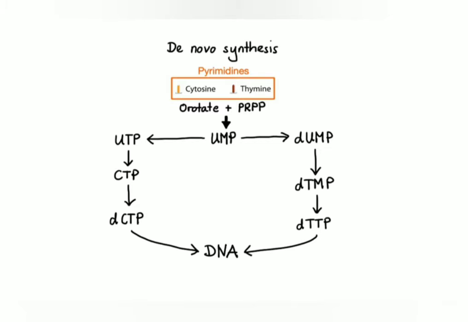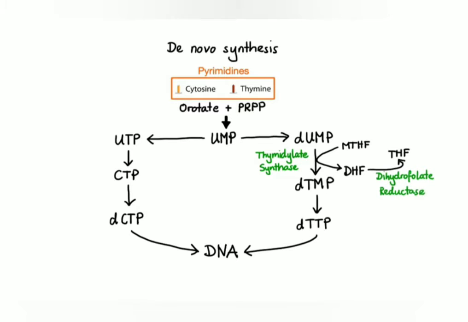Now, it's important to note here that thymidylate synthase is a key enzyme that participates in folate metabolism. In order to convert dUMP to dTMP, thymidylate synthase uses methylene tetrahydrofolate as a methyl group donor, resulting in the formation of dihydrofolate that in turn is reduced to tetrahydrofolate by dihydrofolate reductase. Finally, methylene tetrahydrofolate is regenerated from tetrahydrofolate in a 1-carbon transfer reaction.